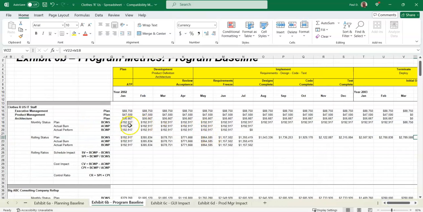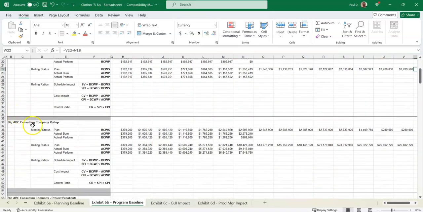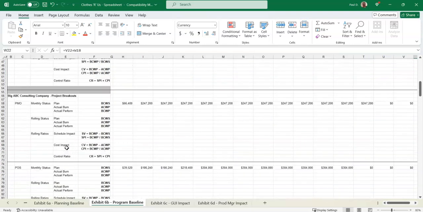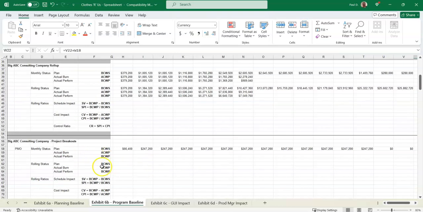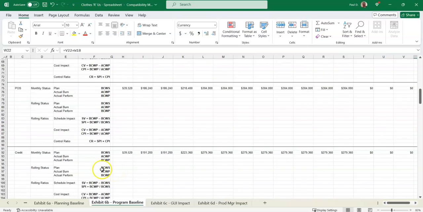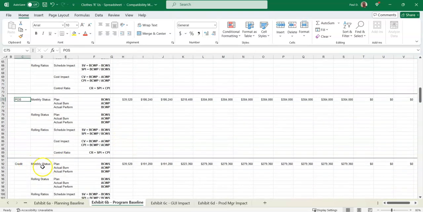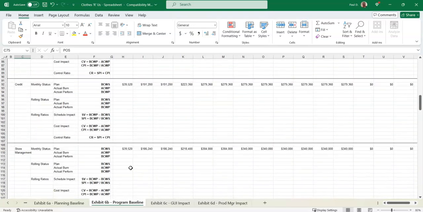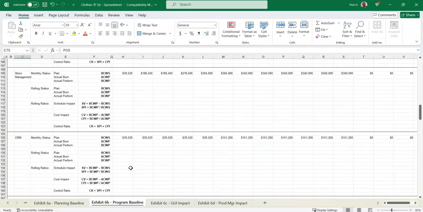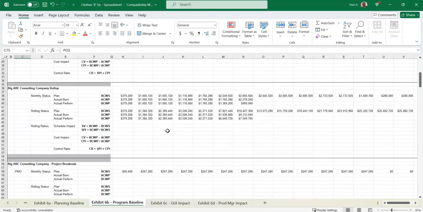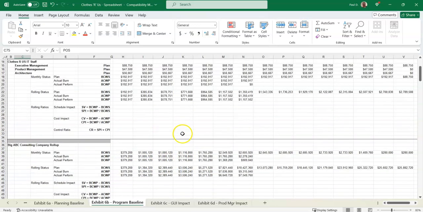So once I copied those into the program baseline, I did it again for the consulting company roll-up. I didn't do it for each of these because that would be kind of tedious, and it should be done in order to track what they're doing in different functions, because these are essentially different work packages and need to be tracked to see where the deviations, the variances, are, so you know where to perform corrective action.